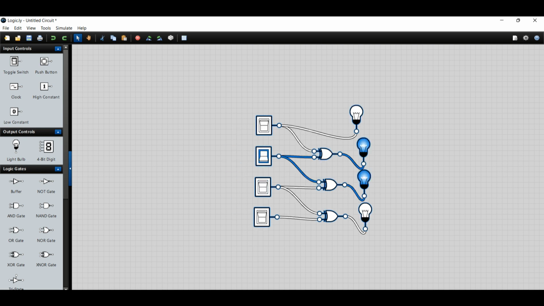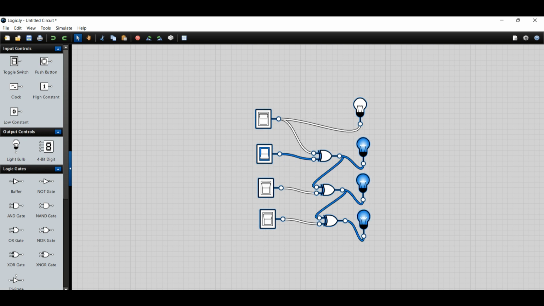Our third experiment is design and implementation of code converter 1. First, we have to perform binary to gray code conversion. The MSB of gray code will be exactly equal to the first bit of the given binary number. In the binary to gray code converter, there are 4 inputs and 4 outputs, and there are 3 XOR gates.